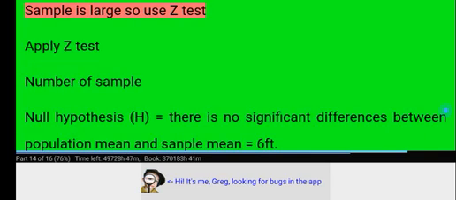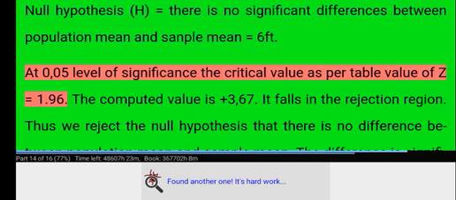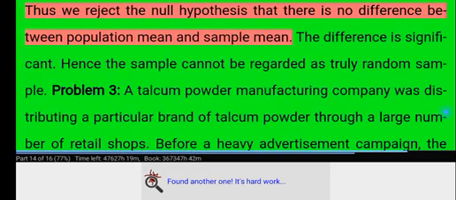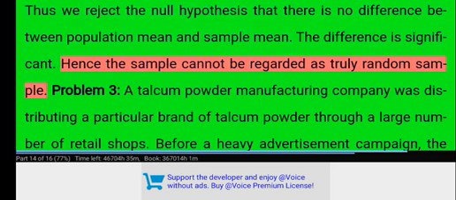Answer. Sample is large, so use Z-test. Null hypothesis H0: there is no significant difference between population mean and sample mean equal to 6 feet. At 0.05 level of significance, the critical table value of Z equals 1.96. The computed value is plus 3.67. It falls in the rejection region. Thus we reject the null hypothesis that there is no difference between population mean and sample mean. The difference is significant. Hence the sample cannot be regarded as truly random sample.